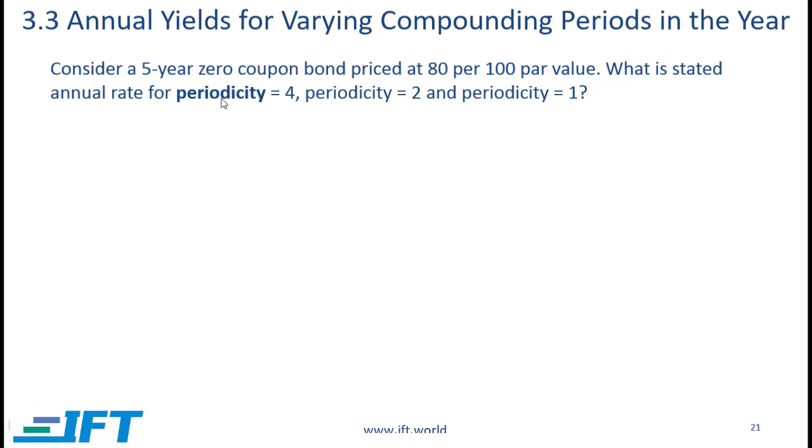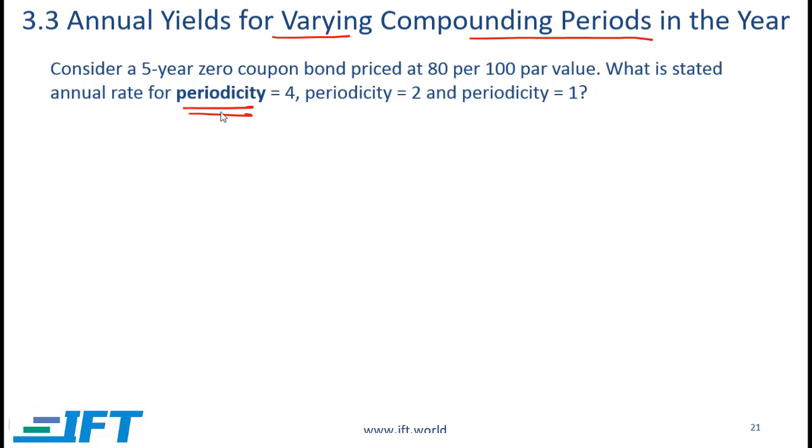In this section, we will talk about how the annual yield varies depending on the number of compounding periods in the year. An important concept here is that of periodicity. Periodicity refers to how often compounding takes place.